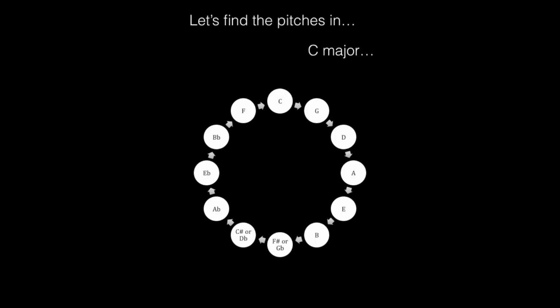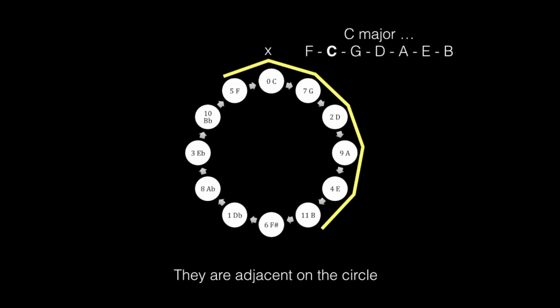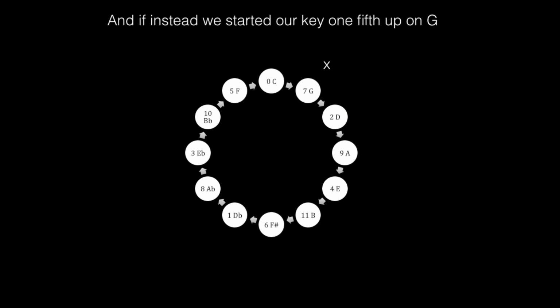To see this, let's find the pitches in C major. If we lay them out in fifths, you see that they actually form a line of fifths. That is, you can trace them around this circle. If C is the tonic, you get one fifth down and then six fifths up. They're adjacent on the circle.